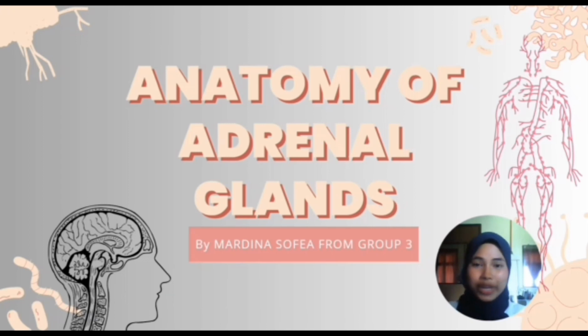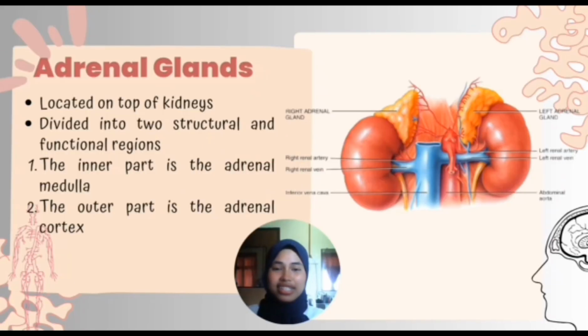And the last one, the anatomy of the adrenal glands. Adrenal glands are located on top of the kidneys. They are divided into two structural and functional regions. First, the inner part is the adrenal medulla, and the second, the outer part, is the adrenal cortex.